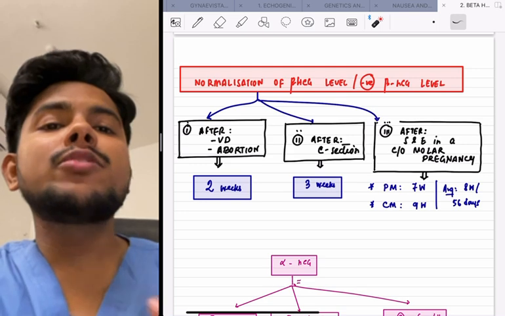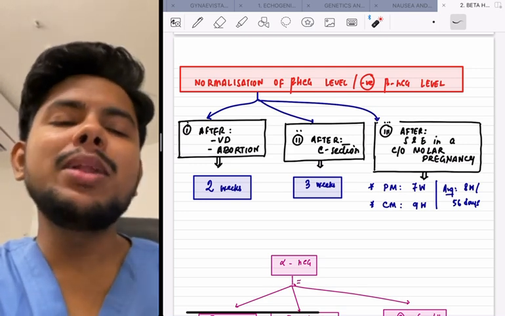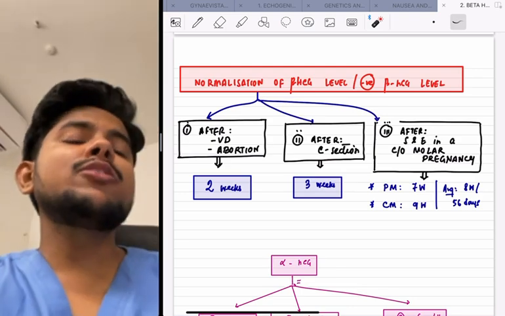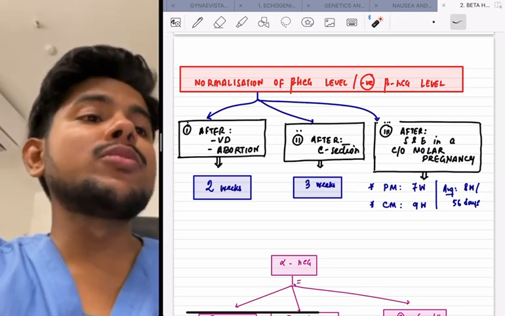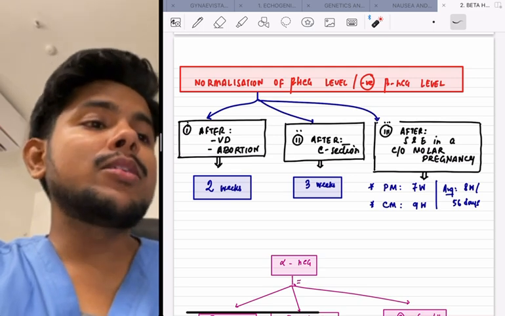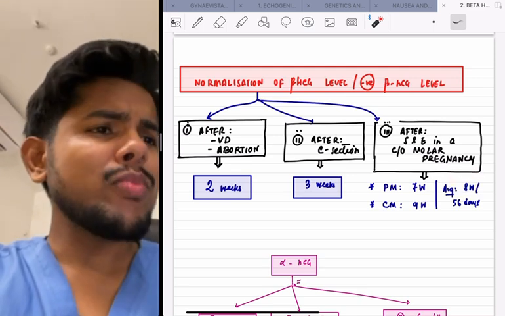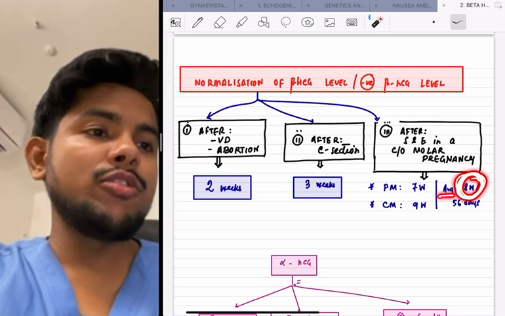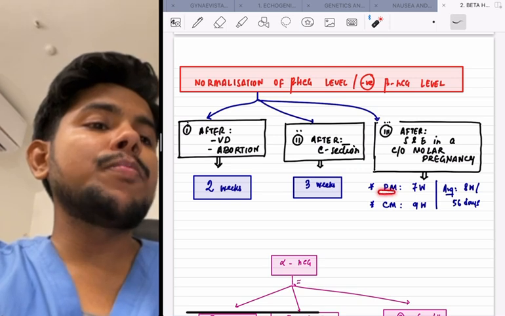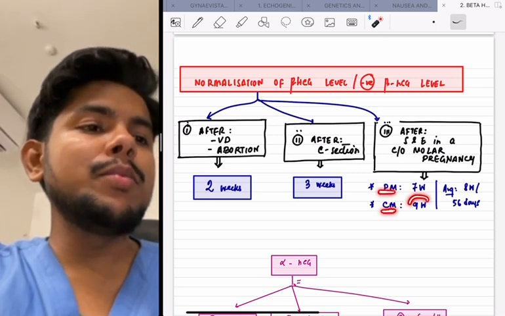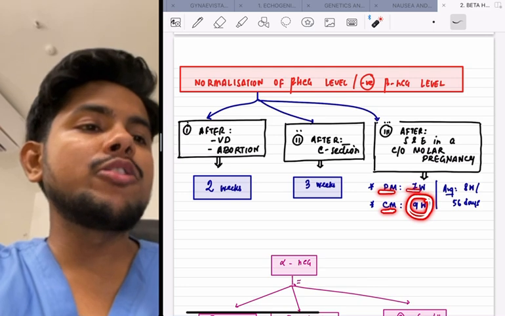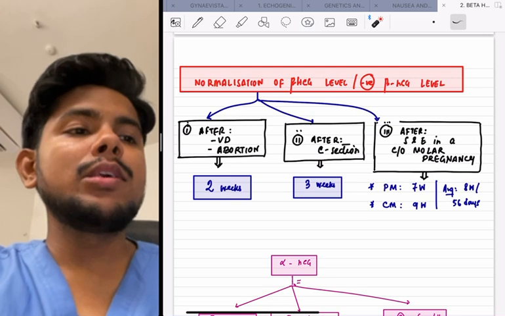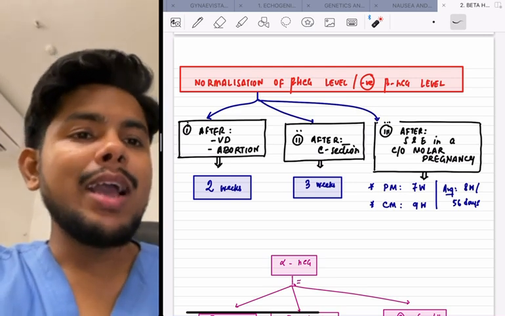After cesarean section, it takes a little bit higher time to get normalized, that is 3 weeks. And in case of molar pregnancy, when we do suction and evacuation, it takes around 8 weeks. Now this 8 weeks is the average. In case of complete mole, it takes a little bit higher, that is 9 weeks. In case of partial mole, it is 7 weeks, but the mean is 8 weeks. Am I clear with this?